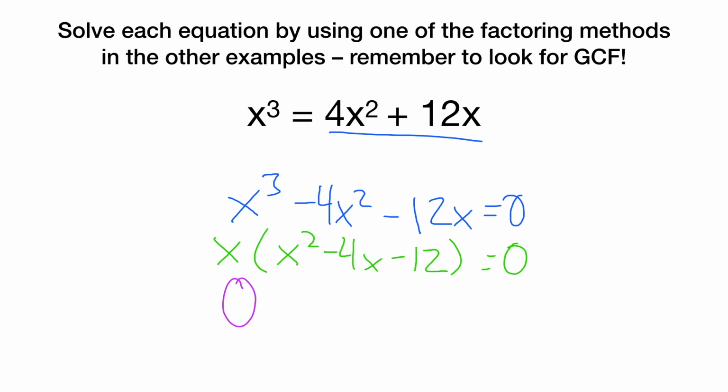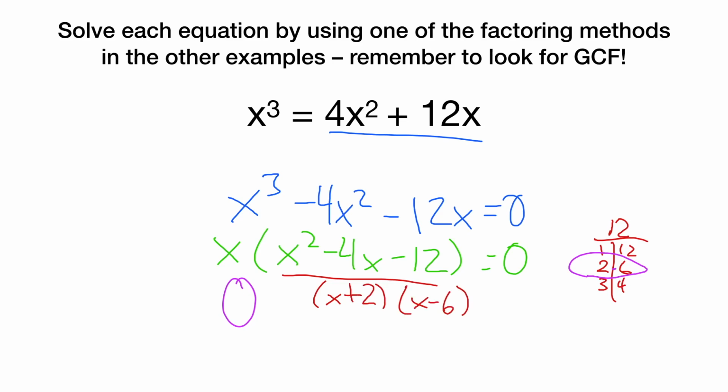So my first factor is 0. Now I'm going to factor out this. Two numbers that multiply to be 12 and have a difference of 4. 1 and 12, 2 and 6, 3 and 4. Well, it looks like in this case 2 and 6. And the 6 has to be the negative because we're going to end up getting -4. So that becomes x plus 2. You know what? Let's write that in red so that it looks a little different. X plus 2 times x minus 6. So our other two answers are -2 and +6.